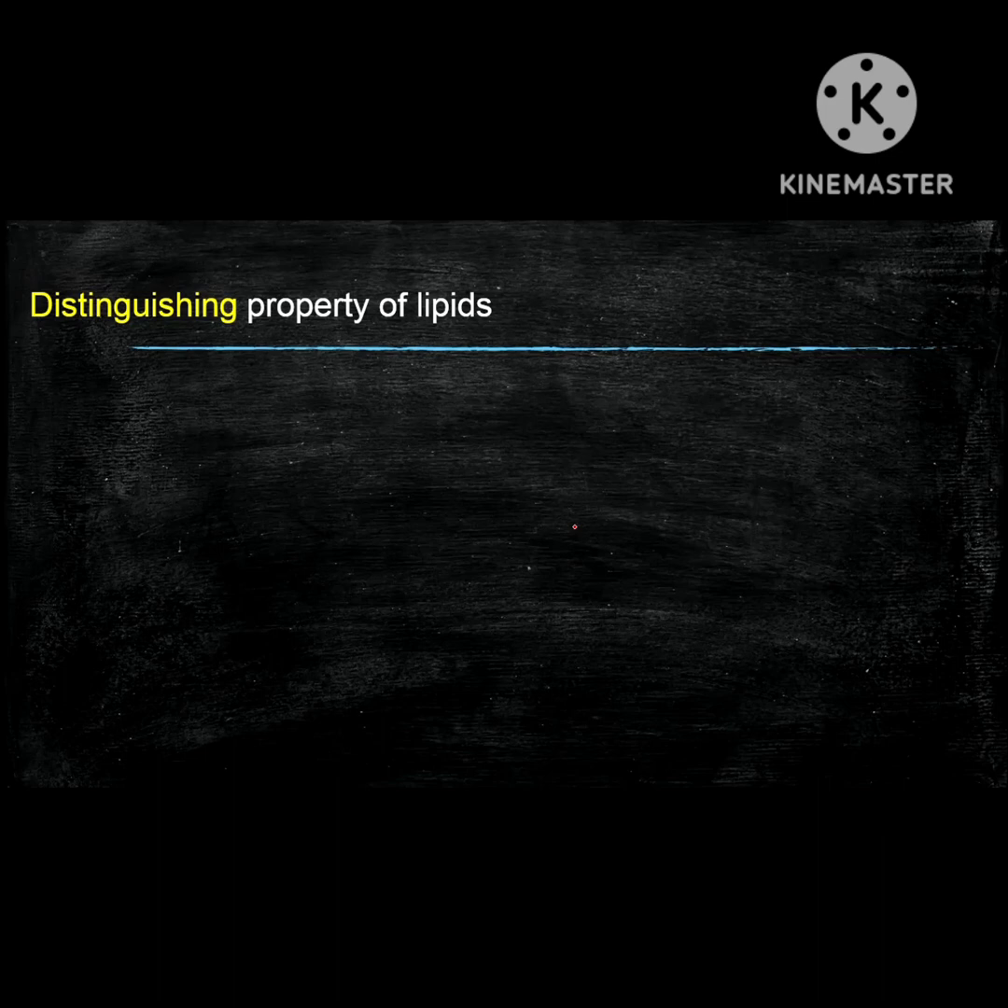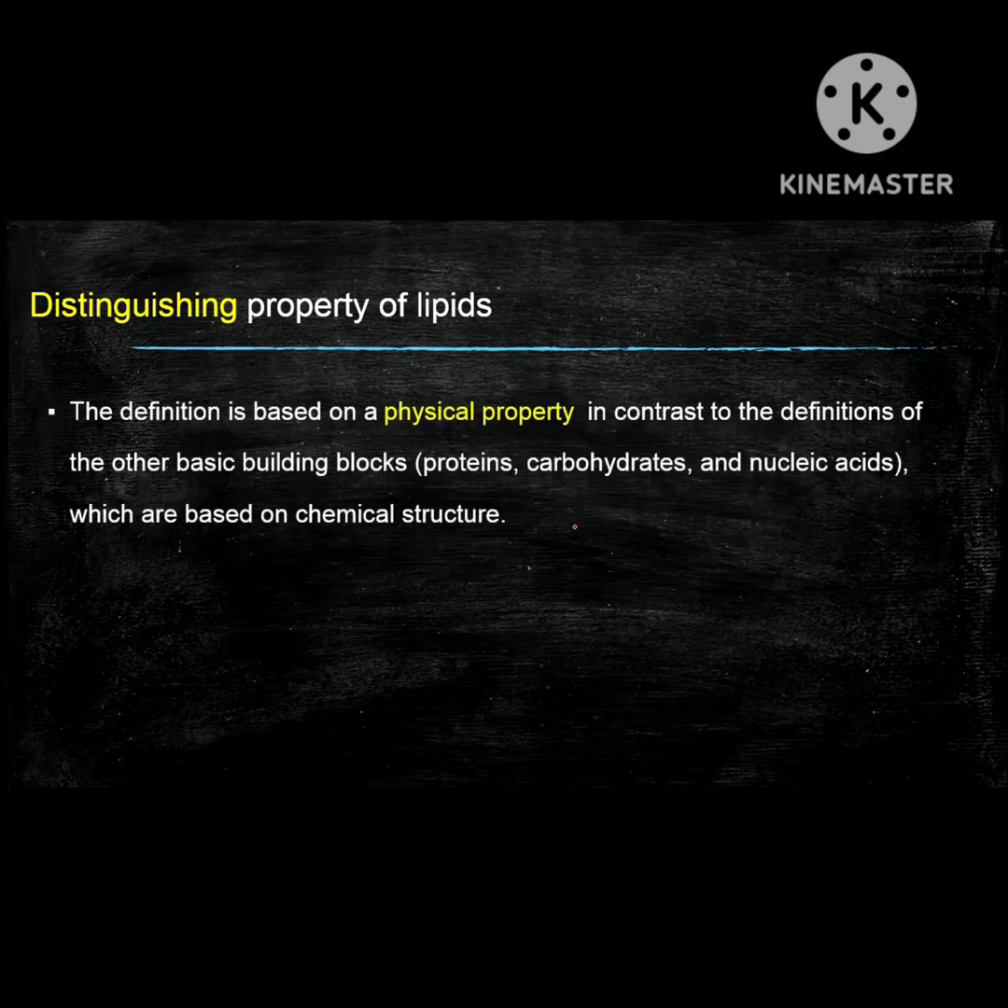But the property which keeps all these molecules in the same group, that's a lipid group, is their insolubility in the polar solvent. So this definition is based on the physical property, that is the immiscibility or the insolubility in the polar solvents, in contrast to the definition of the other building blocks. As I told you, the proteins, carbohydrates, and nucleic acids, their classification is based upon the structural similarity, their basic units, monomers. So we distinguish proteins, carbohydrates, or nucleic acids on the basis of their chemical structures. But in case of lipids, they are structurally diverse, different from one another.